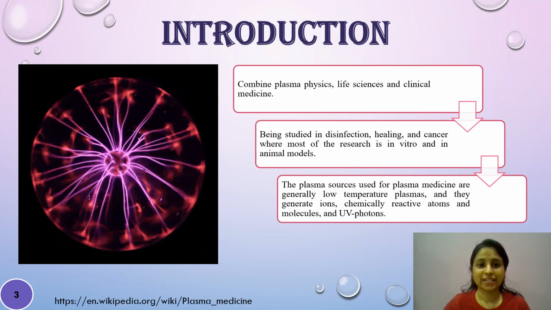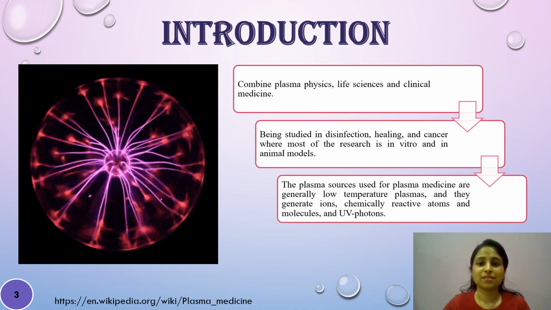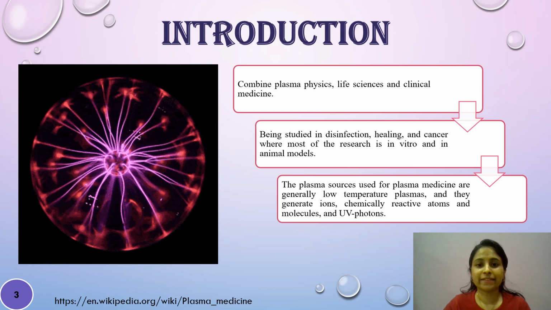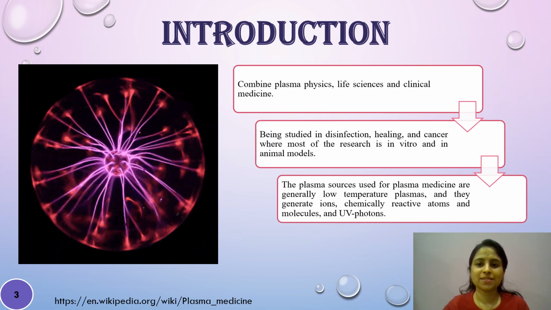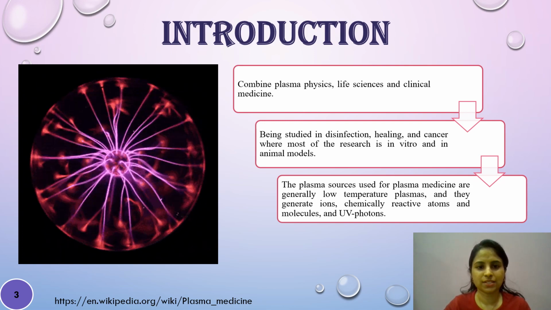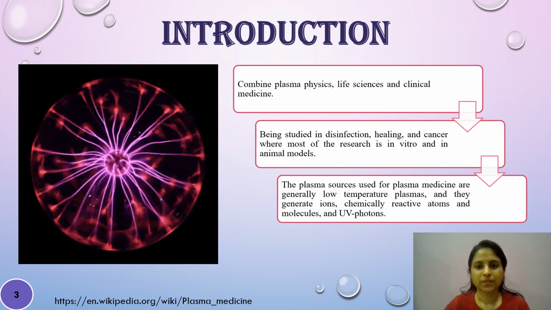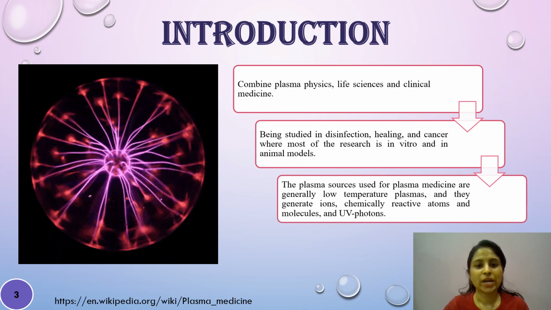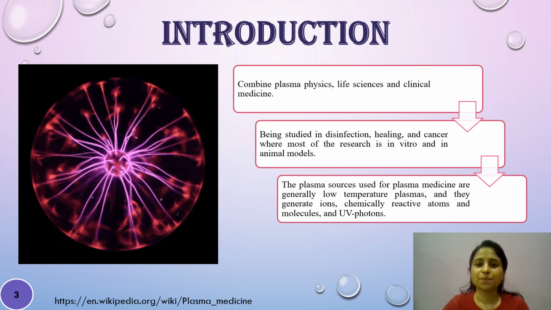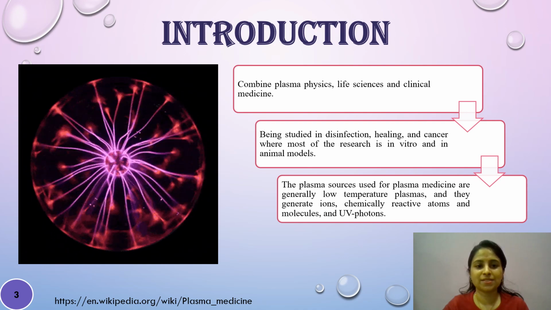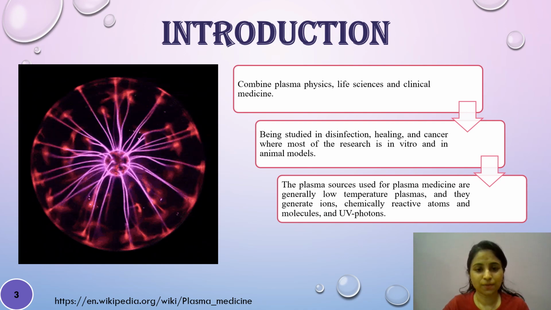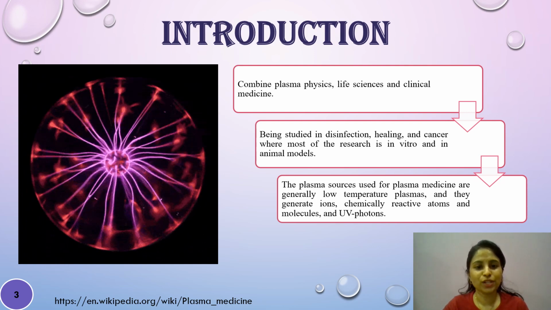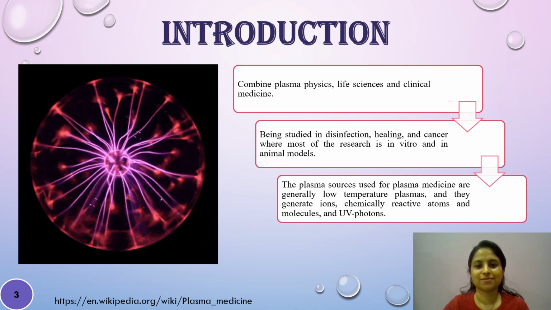As an introductory explanation, plasma medicine is an emerging field that combines plasma physics, life sciences, and clinical medicine. Plasma medicine is being studied in three categories, which are disinfection, healing, and cancer, where most of the research is in vitro and in animal models. The plasma sources used for plasma medicine are generally low-temperature plasmas, and they generate ions, chemically reactive atoms and molecules, and also UV photons.